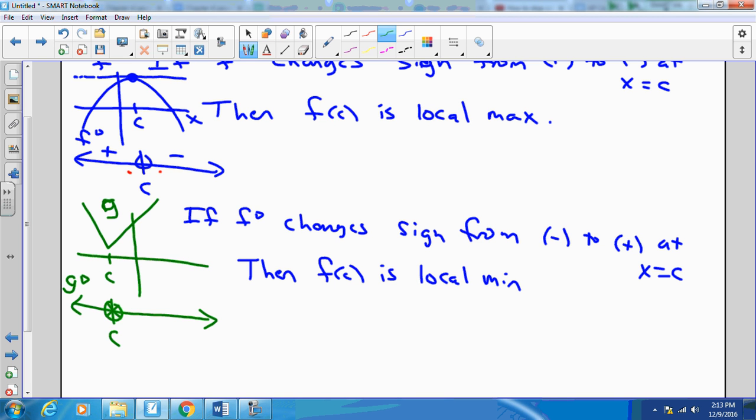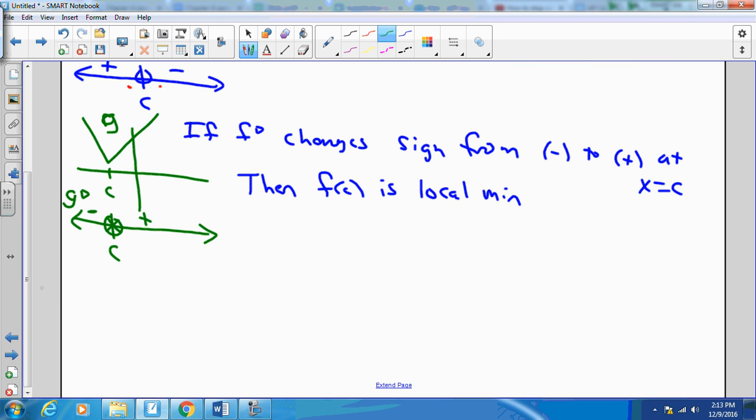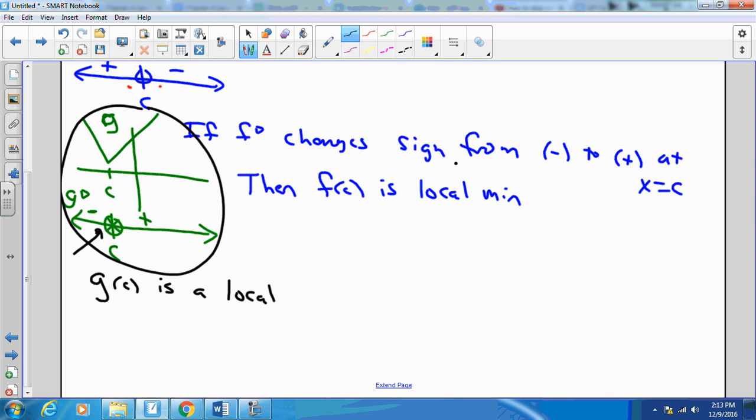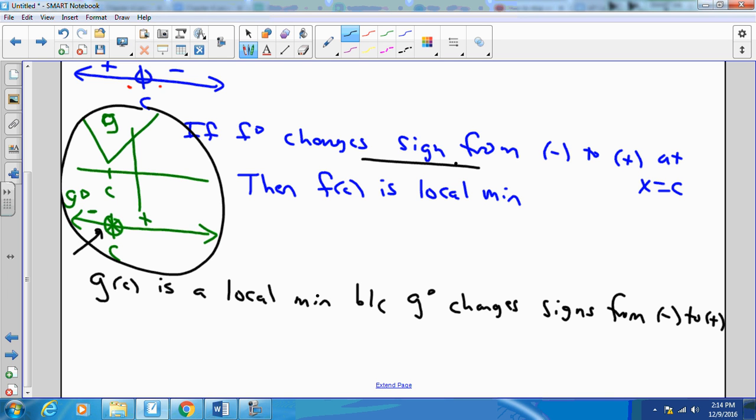Doesn't matter whether my critical point is of the first type, where f prime of c is equal to 0, or of the second type, where g prime of c is non-existent. I can still apply the first derivative test and see that because g prime changes sign from negative to positive, therefore g of c is a local min. And the language we would use to describe that is borrowed directly from the first derivative test. So if I were analyzing this function g right here, then what I would say, based on the information from the number line, is that g of c is a local min because, and now I borrow the language directly from the theorem, g prime changes signs from minus to plus at x equals c.